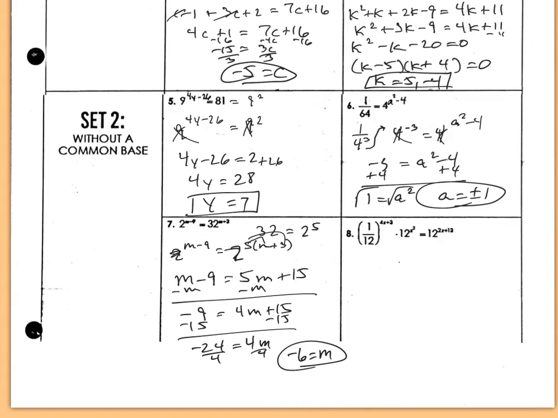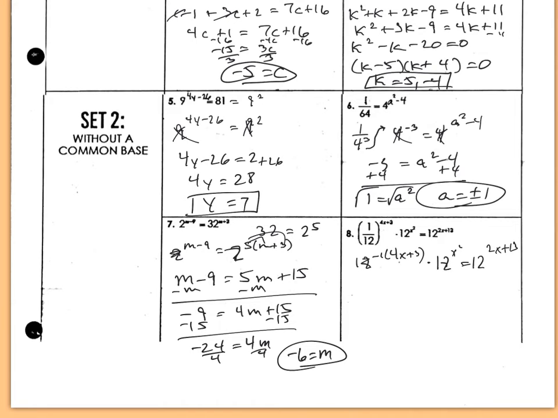Now these all have the same base, so we don't have to do anything to them except for the fraction. As you know, the fraction is a negative exponent, so this is really going to be 12 to the negative 1. Now we have this power up there, 4x plus 3, times 12 to the x to the second power equals 12 to the 2x plus 13.